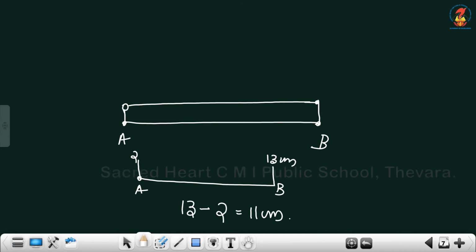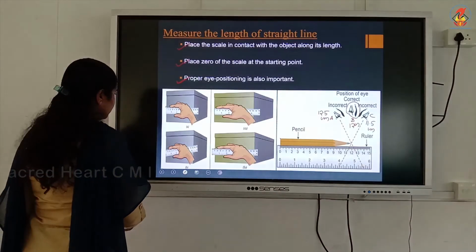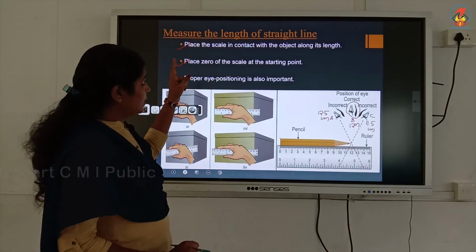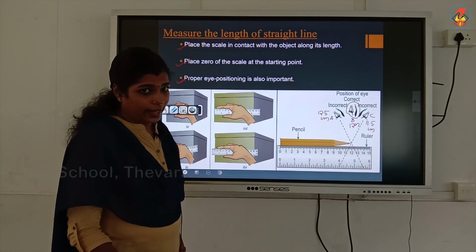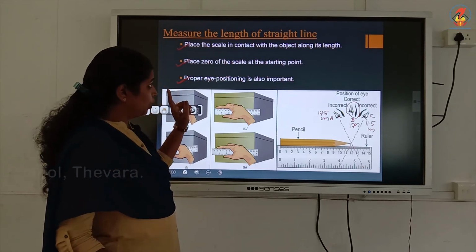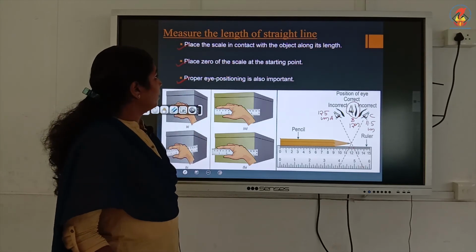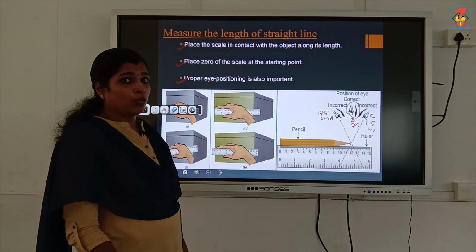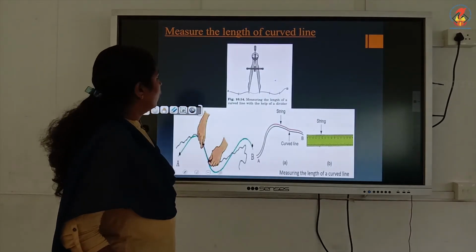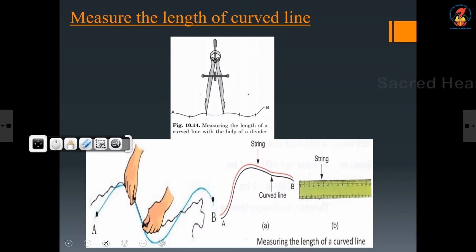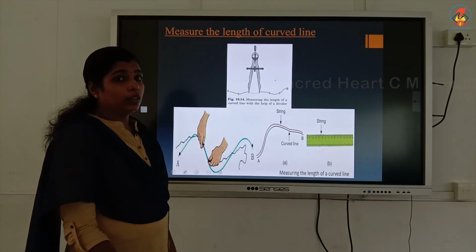measurement of length. So, what all things you need to keep in your mind? Place the scale in contact with the object along its length. Place 0 of the scale at the starting point. Proper eye position is also important. Now, how we will measure the length of a curved line?